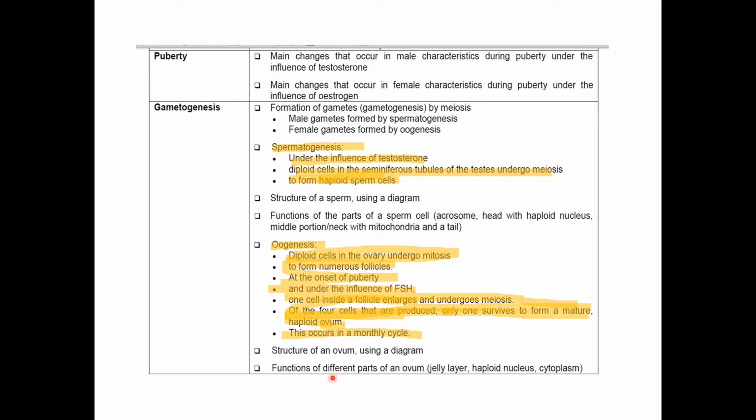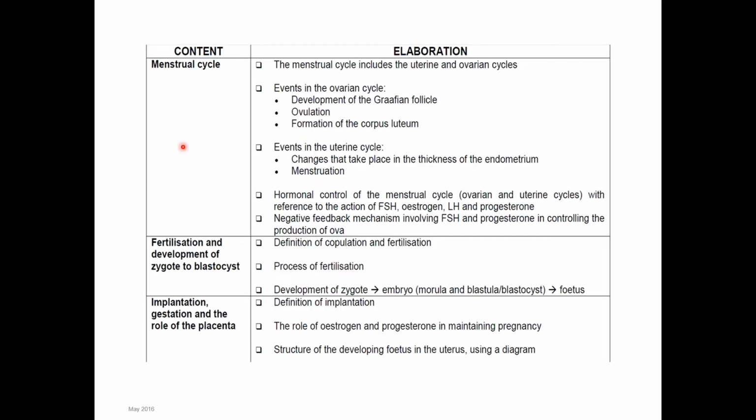You must then know the structure of an ovum using a diagram. You must know the functions of the different parts of an ovum, the jelly layer, the haploid nucleus, and the cytoplasm. Now, menstrual cycle. They tell you here that the menstrual cycle includes the uterine and the ovarian cycle.